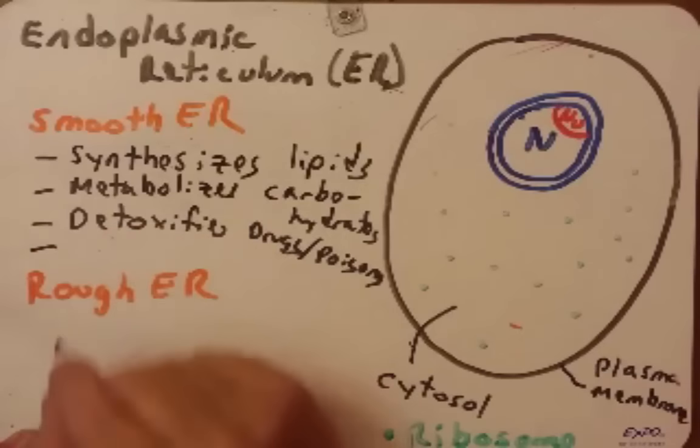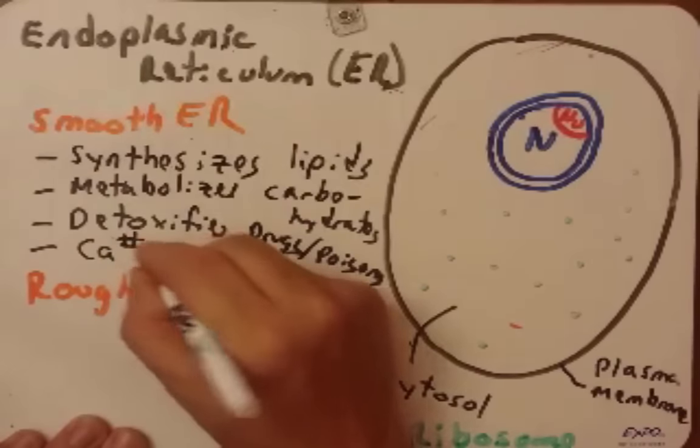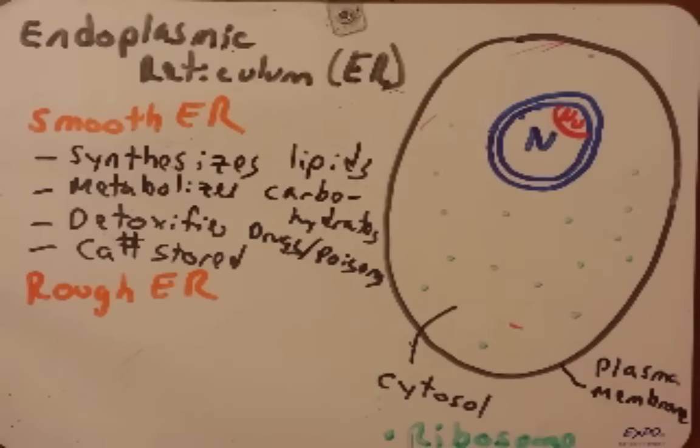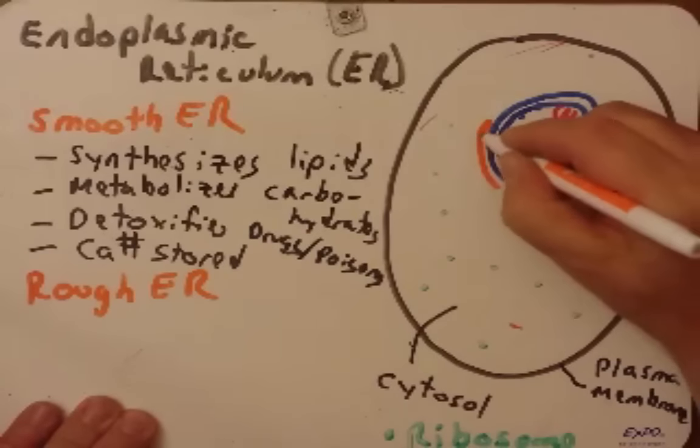And lastly, it's a place where calcium ions are stored. We call it a smooth ER because there are no ribosomes attached to it. I'm going to draw it right here, kind of around the nucleus, like so.